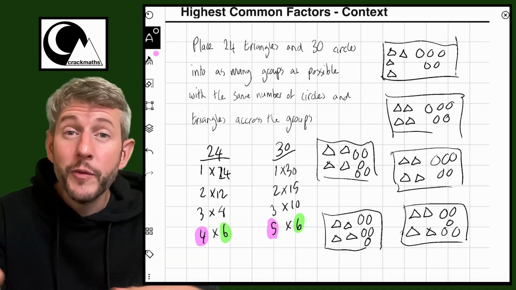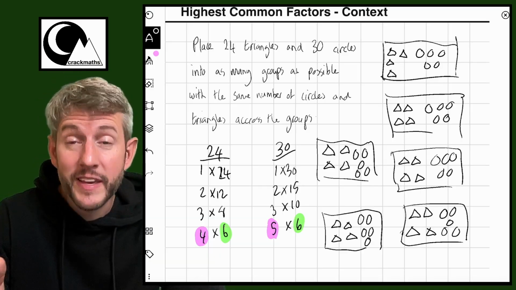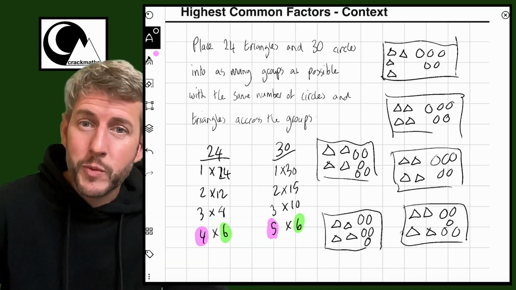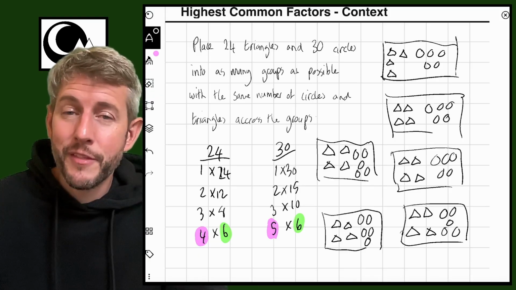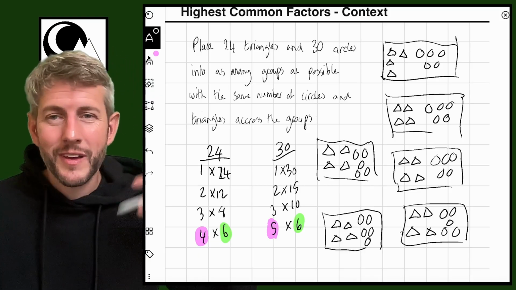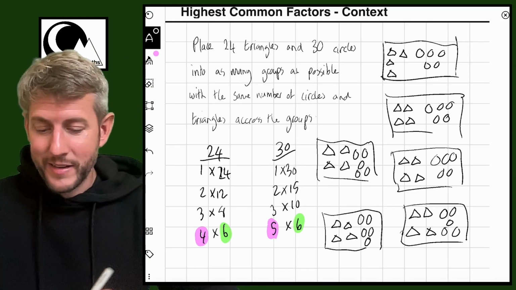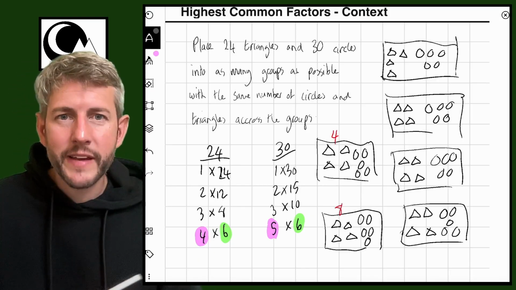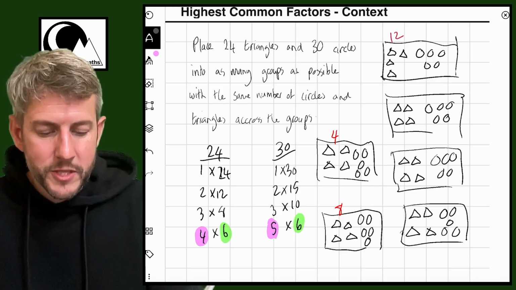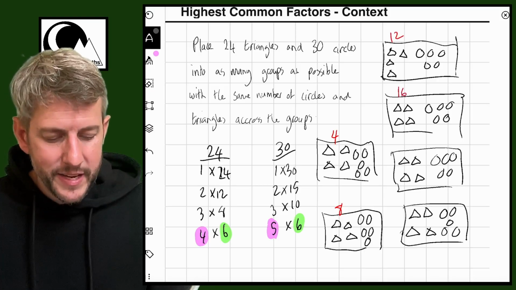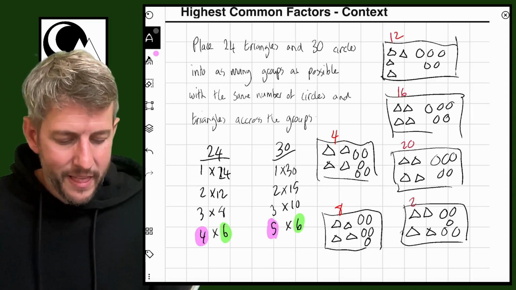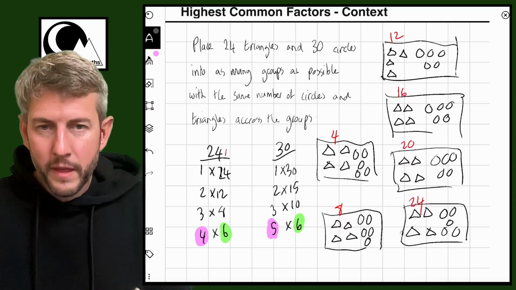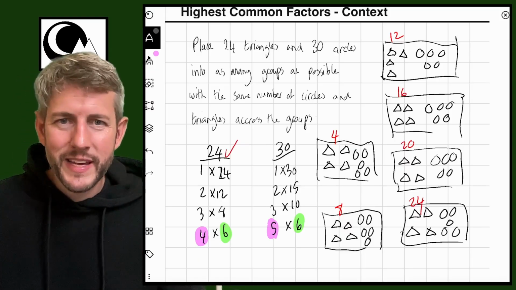And now what we can do is we can count these up to see if they give us the 24 triangles and the 30 circles to check that our answer is correct. So let's see, we've got 4 triangles here. This 4 takes us up to 8. This 4 takes us up to 12. This 4 takes us up to 16. This 4 takes us up to 20. This 4 takes us up to 24. Great, so we've got all the triangles we need.